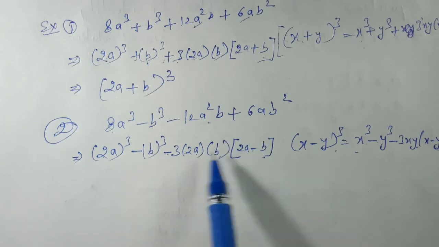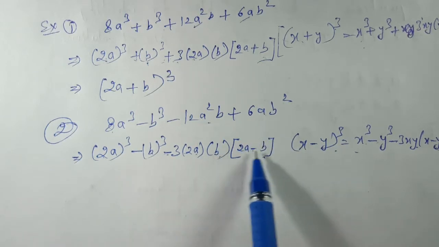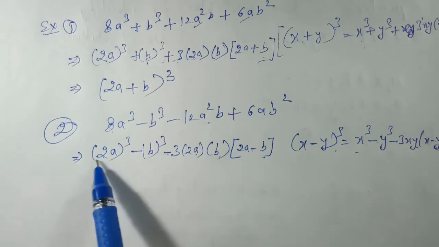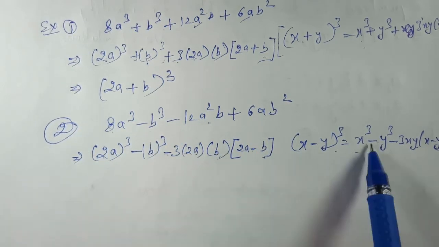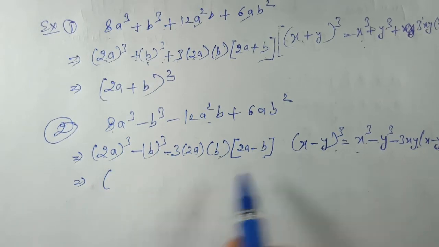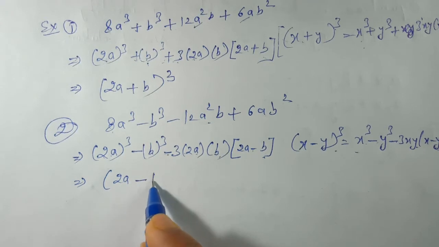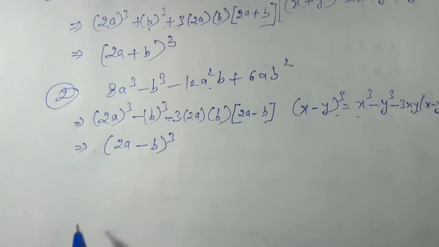3 into 2 is 6, and here is the number 1 only, so 6 into 1 is 6. a is single, a, b into b will give b square, so it means we have the correct form according to the identity. So our answer will be the left hand side portion, that is x minus y whole cube. In place of x we have to write 2a, in place of y, b, whole cube.